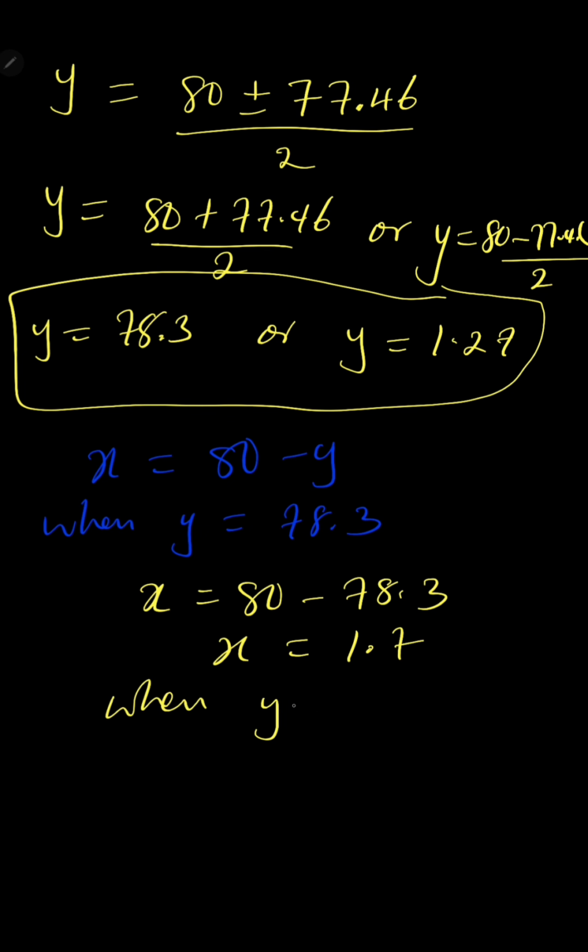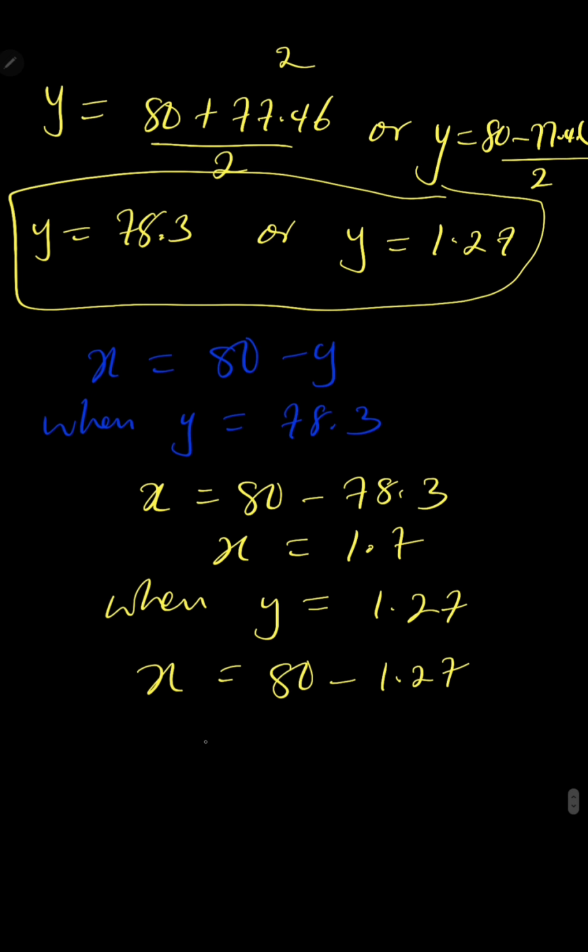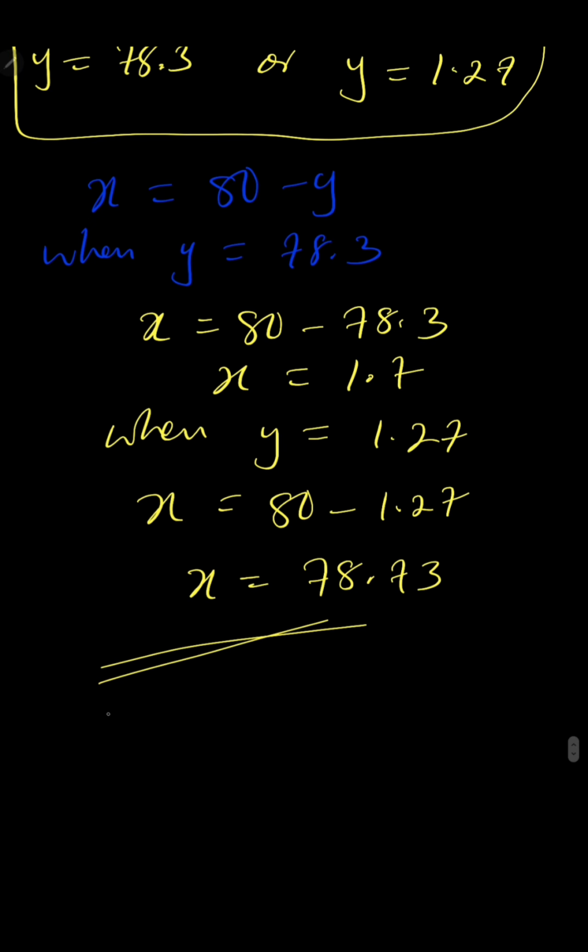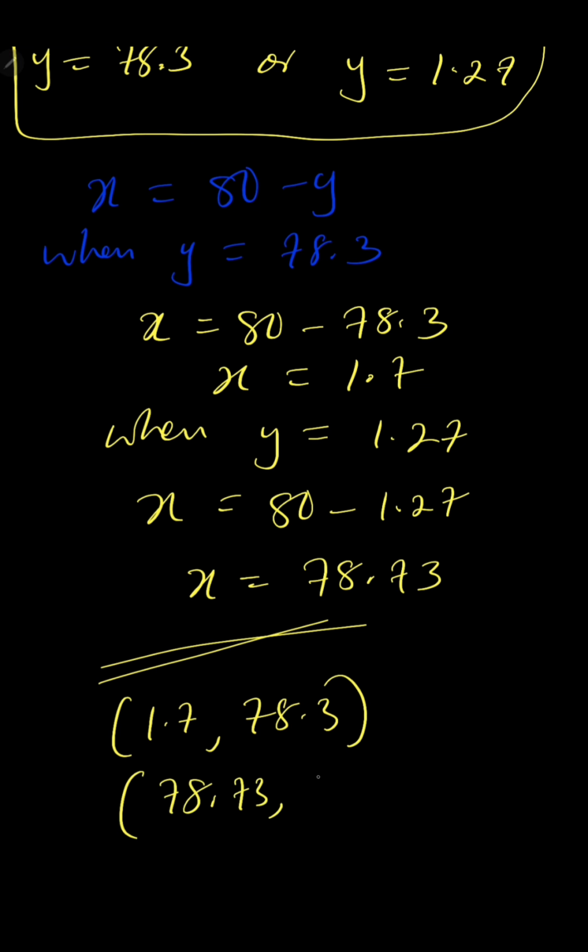Now when y is 1.27, x will be 80 minus 1.27. Okay, 80 minus 1.27 will be 78.73. So x is 78.73. So these are the solutions. The solutions can come in pairs. When x is 1.7, y is 78.3, and when x is 78.73, y is 1.27. Bye.